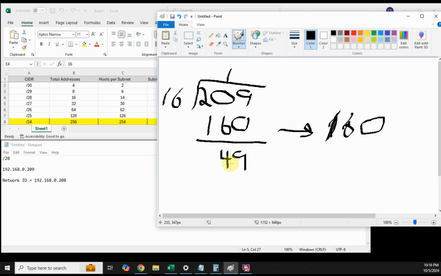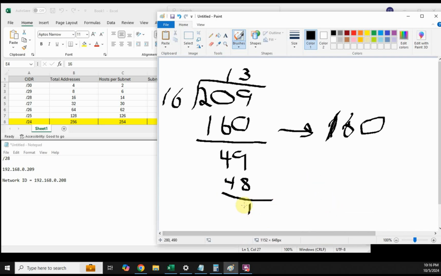Right? Now 16 can go into 49, so we do it again. It can go in there 3 times, which gives us 48, which leaves us with 1 here. 16 cannot go into 1. Okay? So this is where we stop. Now we take this 48, we bring that over here, right? And you add these two together. Gives us 208.